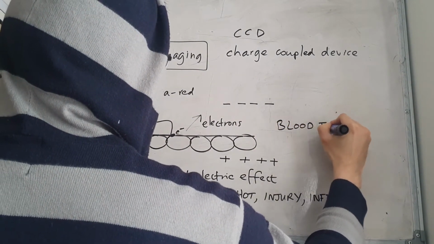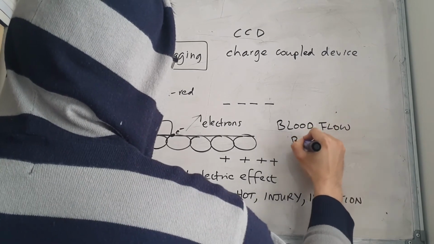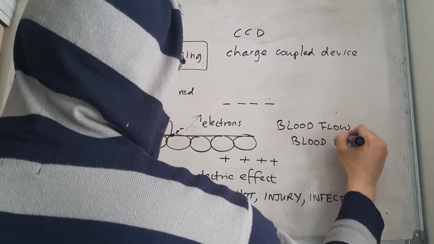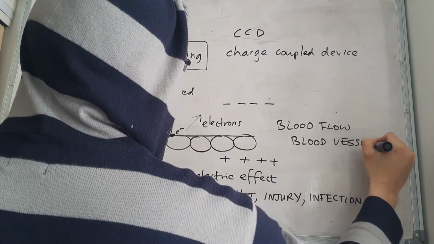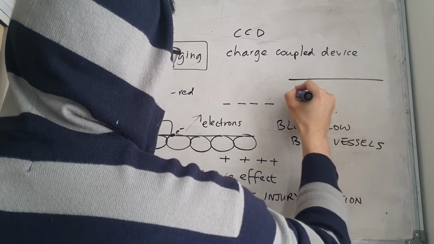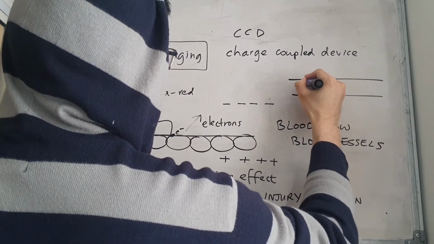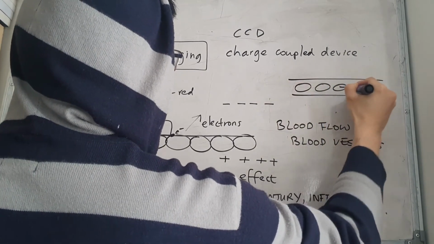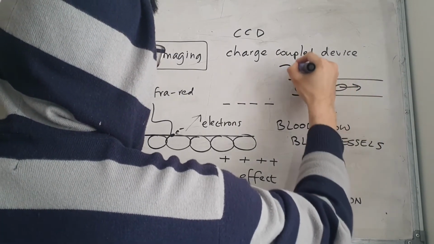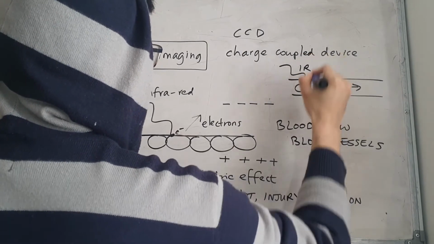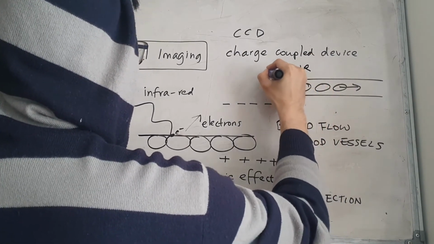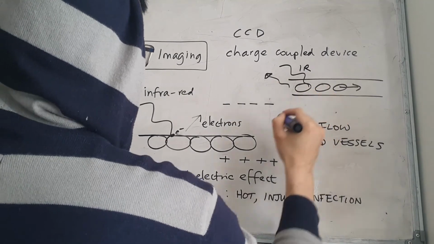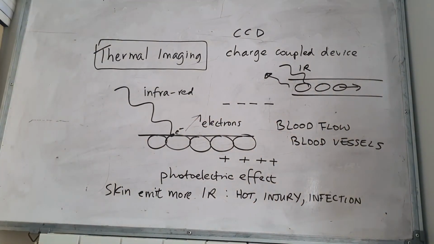And infrared can also be used to measure the flow of the blood in blood vessels. By measuring how the infrared gets reflected or transmitted, you are able to work out the blood flow inside the blood vessels. So here you have the infrared hitting the red blood cell as it's moving, and the infrared gets reflected back.